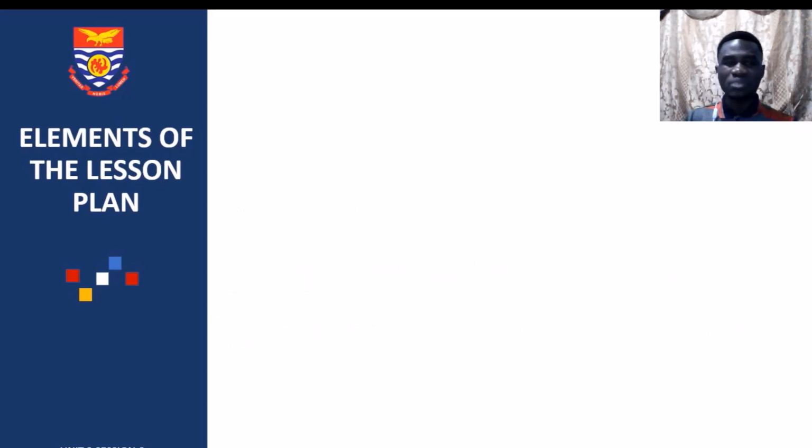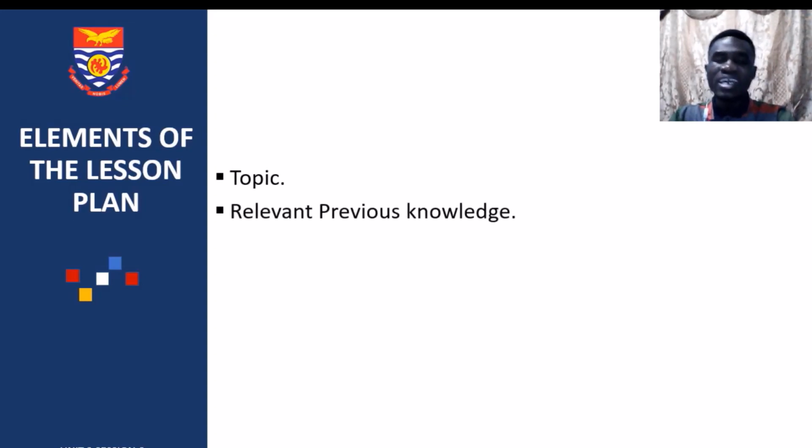What are the elements of a lesson plan? Every lesson plan has a topic. So it must have a topic that you are going to teach as well as the subtopics. It must also have the relevant previous knowledge, so students' prior knowledge to what you are about to teach. Understand that students have been taught some concepts that are already related to what you are coming to teach. They have interacted with objects. All these are relevant knowledge that will be necessary. As a teacher, you must state them in your plan.